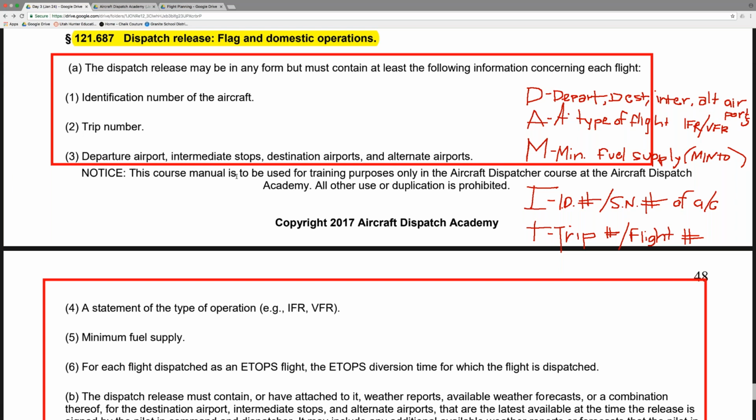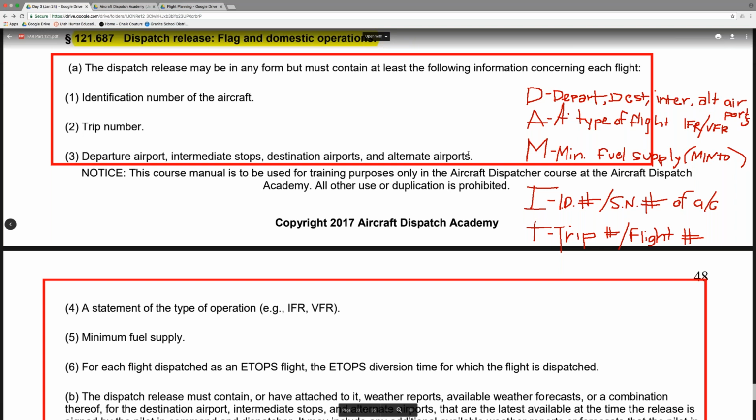identification number. No, if you can be like, in your head, you say, damn it, I wasn't wanting to be asked that question, you'd remember departure, destination, intermediate, alternate airports, type of flight, whether that's IFR or VFR, minimum fuel supply, ID number or serial number of the aircraft, and the trip number or flight number. Everybody got it? Yeah. Sounds good. Okay. Super, super important.